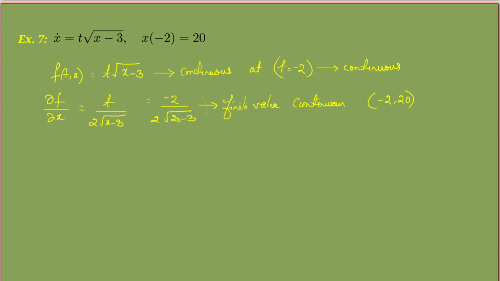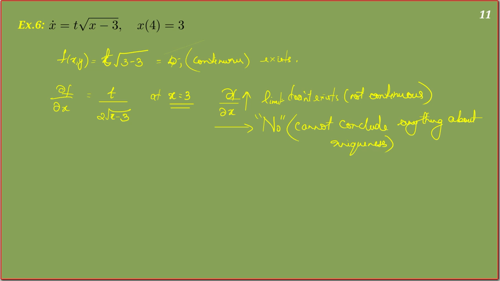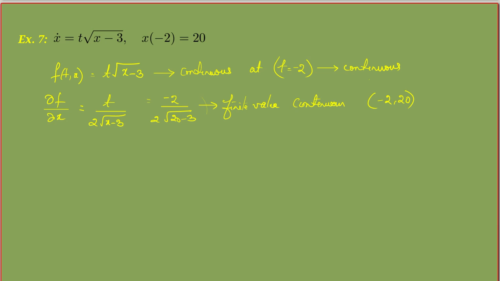nearby to this interval, we can say that the function is continuous, and this initial value problem has a unique solution. But about the previous initial value problem, I cannot say anything about the uniqueness of the solution. Here, since I got this as continuous near the initial values, I have a unique solution. Here the solution exists.